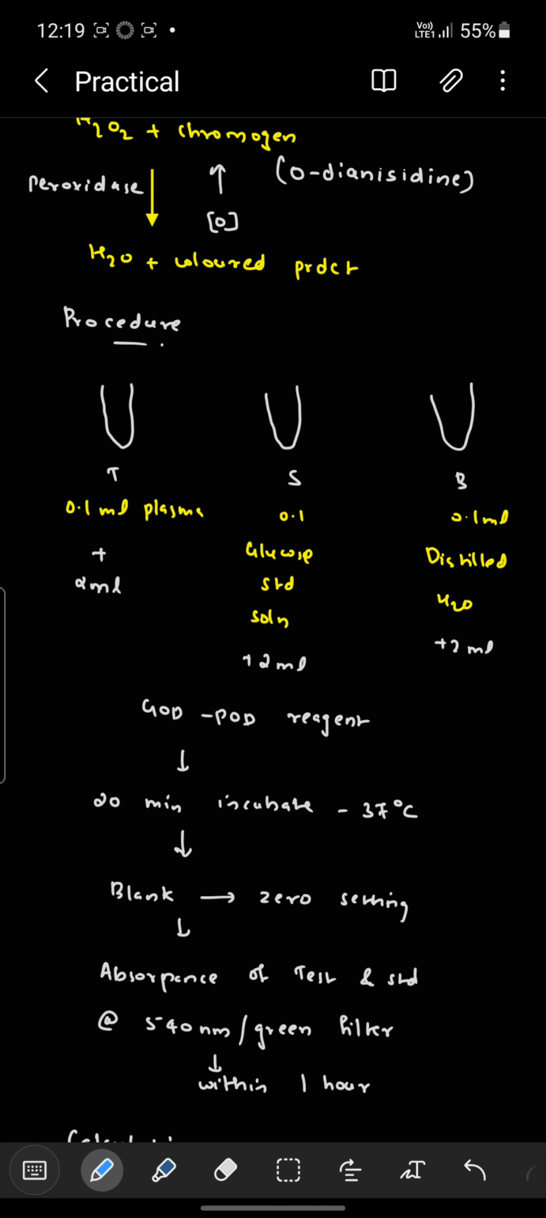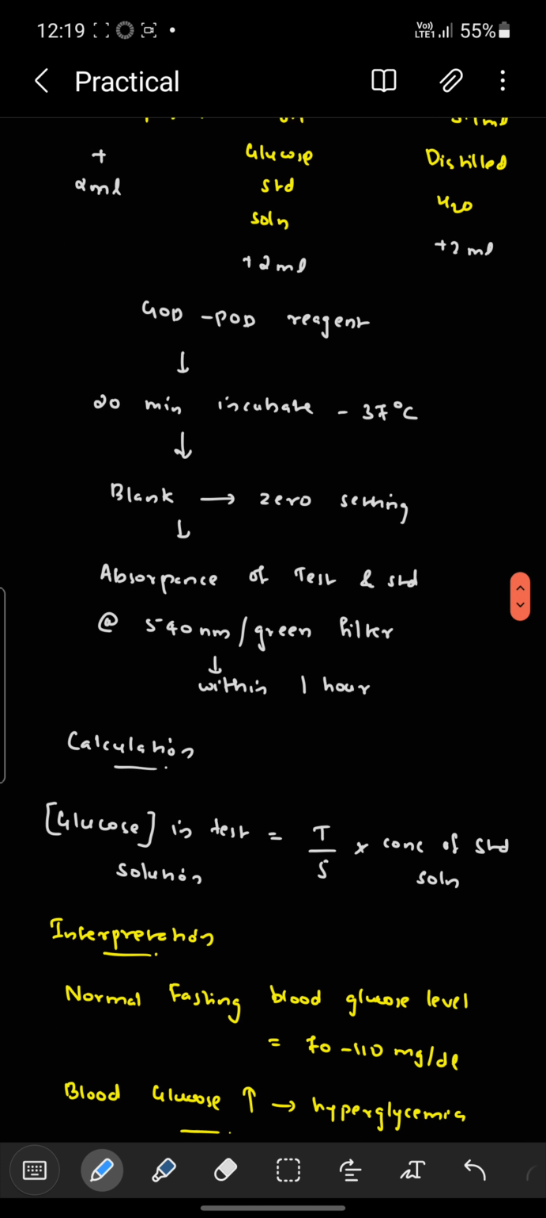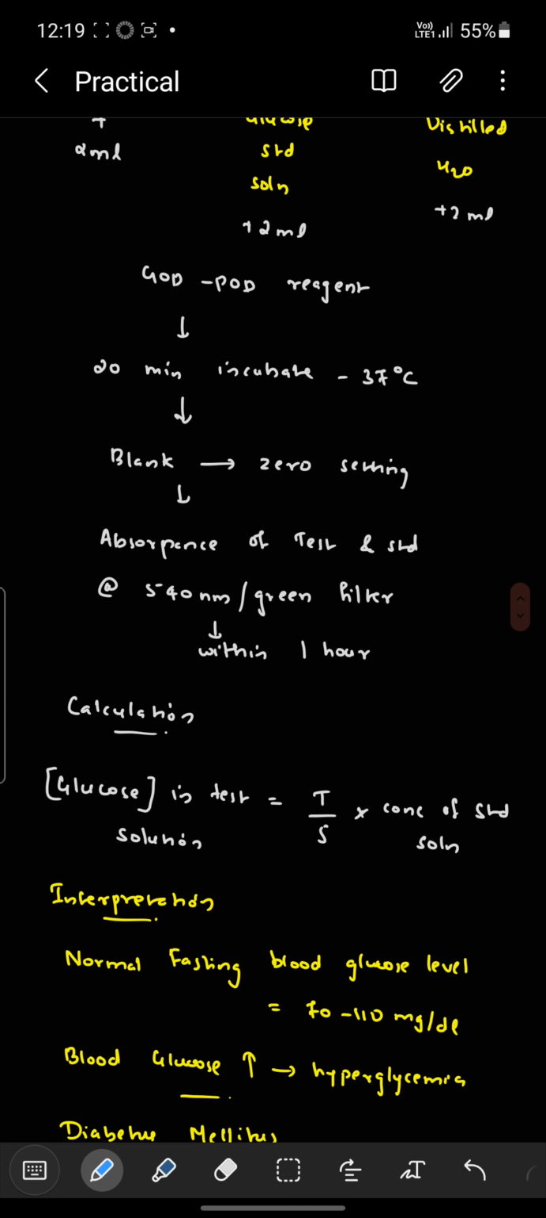By the method of colorimetry, at first we keep the blank test tube and set it to 0. Then we measure the absorbance, that is, the optical density of the test and standard at 540 nanometers, which is a green filter. All of this must be performed within an hour. The concentration of glucose in the test solution is the optical density of the test solution divided by the optical density of the standard solution, multiplied by the concentration of the standard solution.